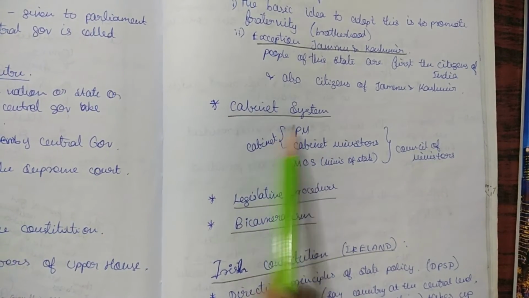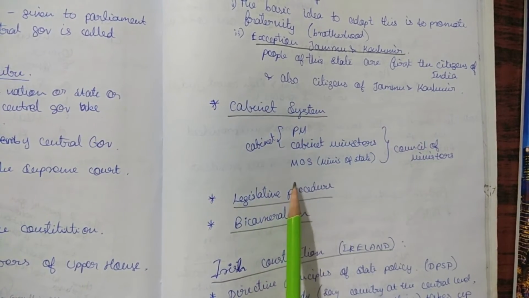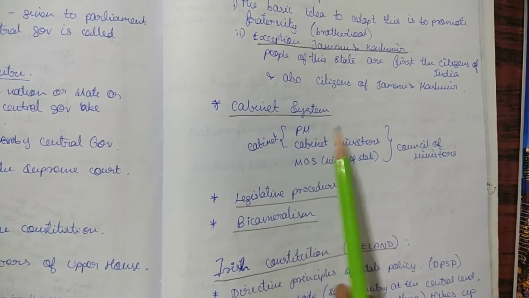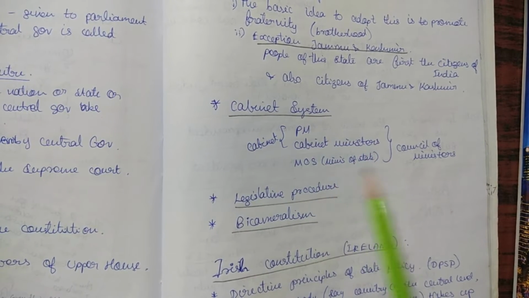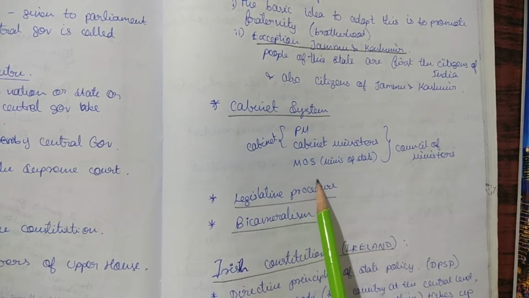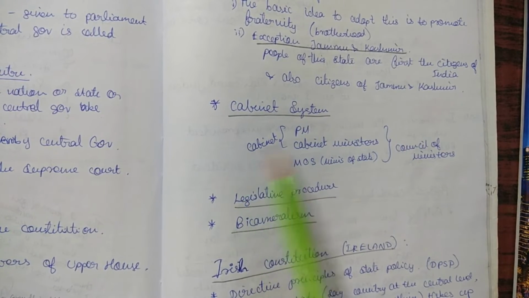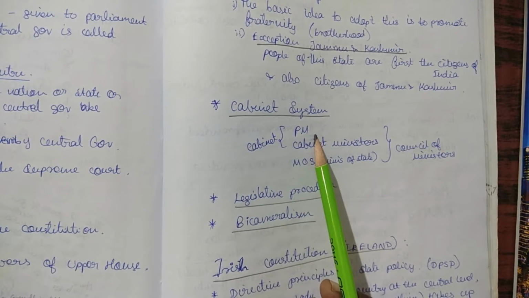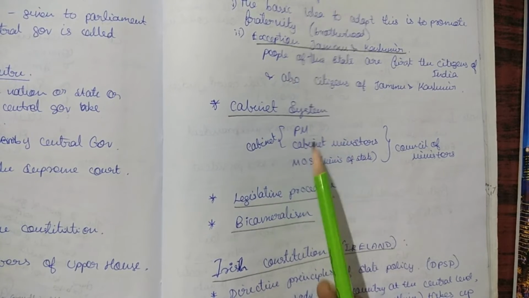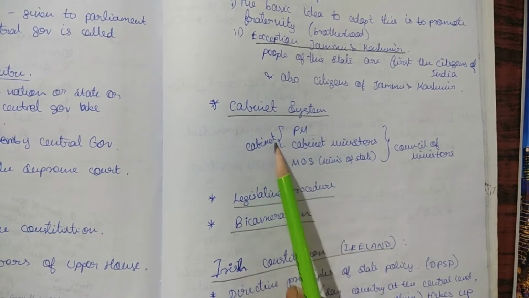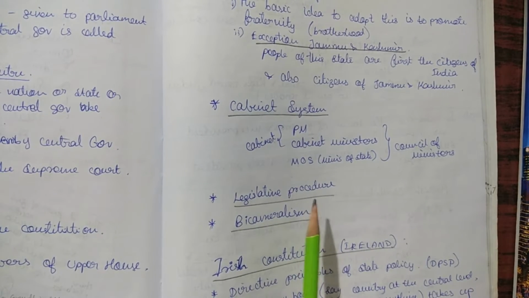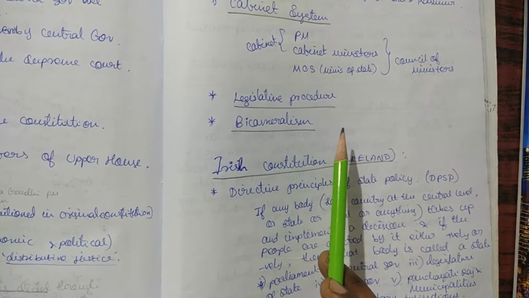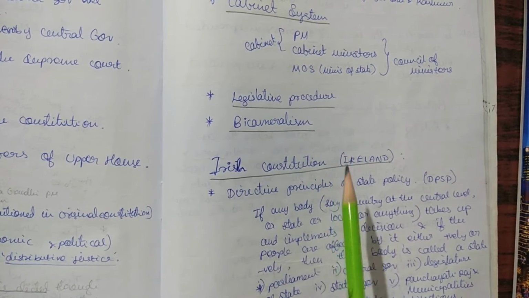Cabinet system in the hierarchical structure we have borrowed from the British Constitution. Prime Minister, Cabinet Ministers, Minister of State. So we have already seen this. This is the Council of Ministers. Between the Prime Minister and the ministers, we have a Deputy Prime Minister if that position is in demand. Otherwise, just Cabinet Ministers. These two together make up the Cabinet. Legislative procedure we have borrowed from Britain, and the concept of bicameralism also we have borrowed from the British Constitution. So all these things we have borrowed from the British Constitution.